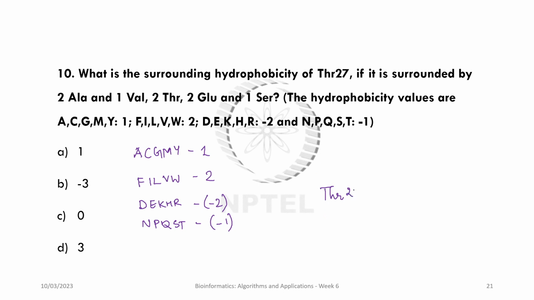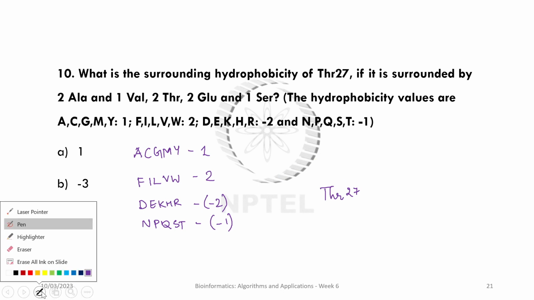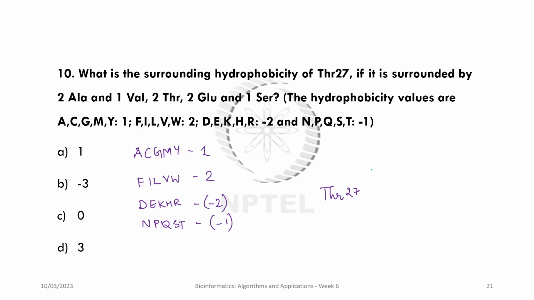Thank you, Devangana. Let others come up with their own answers. So you have two alanines, one valine, two threonines, two glutamines, and one serine. I wrote it full, but I'm not going to bother getting an eraser again. So, how should you calculate the hydrophobicity values?